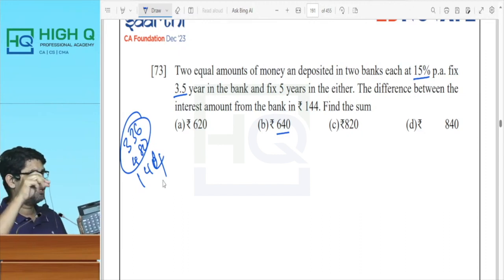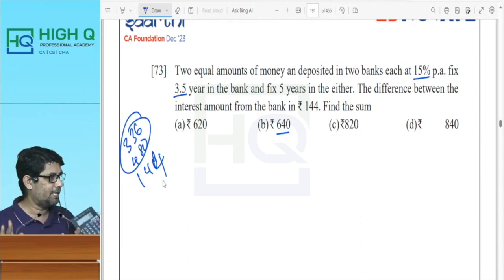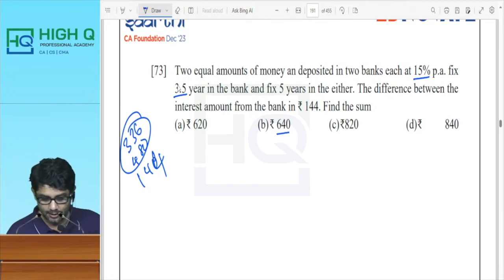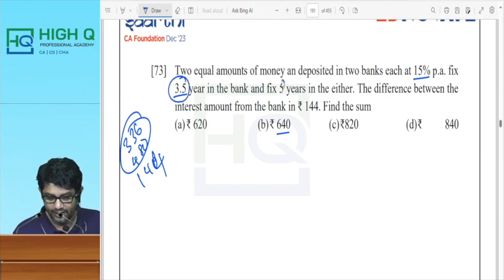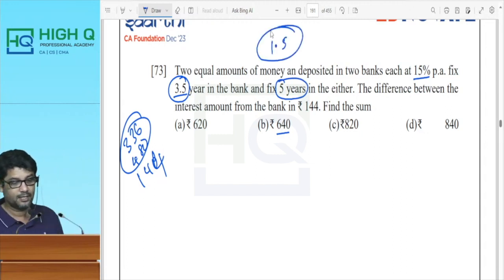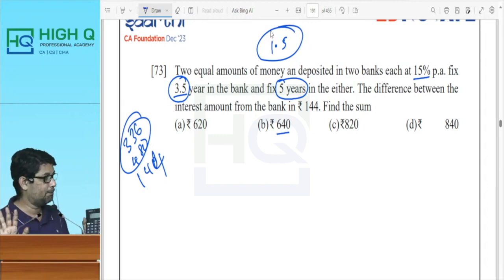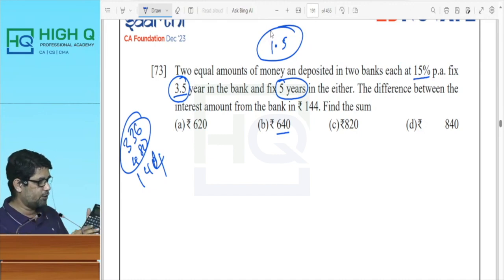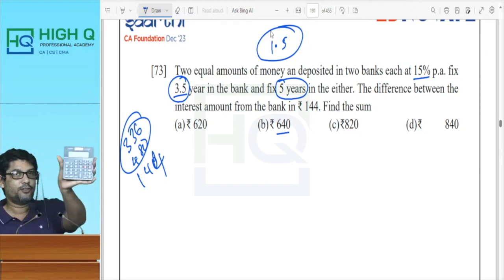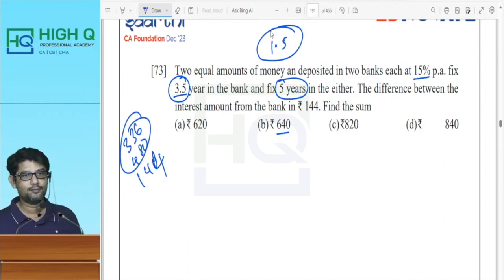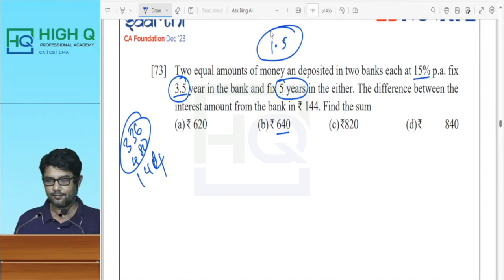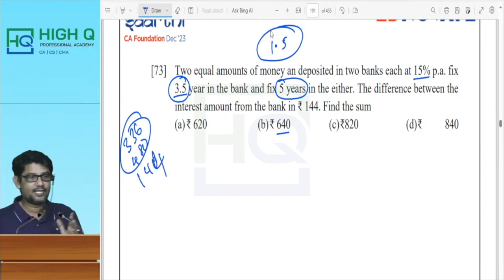But what legends will do, I'll tell you. You want to be a legend? Now look at this. What is the difference between 3.5 years and 5 years, my dear? 1.5. Am I right? Only 1.5. They ask you to find out the difference, and the rate of interest is the same. Simply, if you want to use the trial and error method, 640 into 1.5 into 15%. If you are getting 144, that is my answer. Problem is solved. Did you understand this?